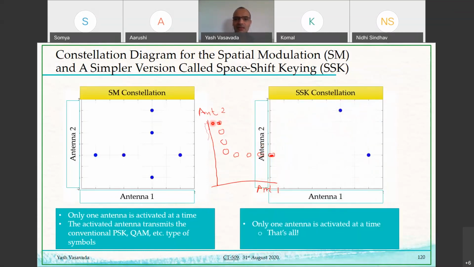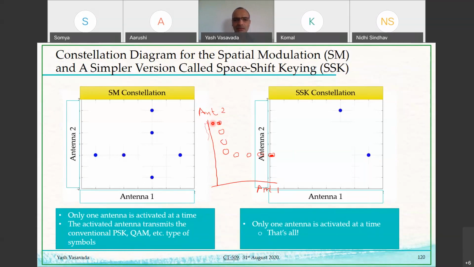And we have seen that space shift keying is an even simpler version of spatial modulation, where we just activate one antenna at a time, and we ask the receiver to figure out autonomously, independently, which antenna was activated, and that allows the transmitter to send information to the receiver. Actually, no traditional manner of symbol transmission is happening, and it is therefore called space shift keying. Actually, it should be called antenna shift keying, maybe alternatively. But anyhow, this is the name that is used in the literature.